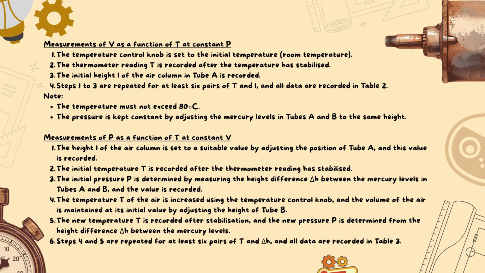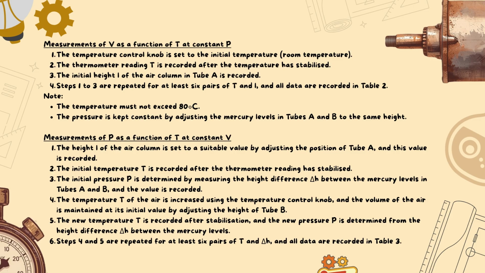Steps 1 to 3 are repeated for at least 6 pairs of T and L, and all data are recorded in table 2. Note that the temperature must not exceed 80 degrees Celsius, and the pressure is kept constant by adjusting the mercury level in tubes A and B to the same height.